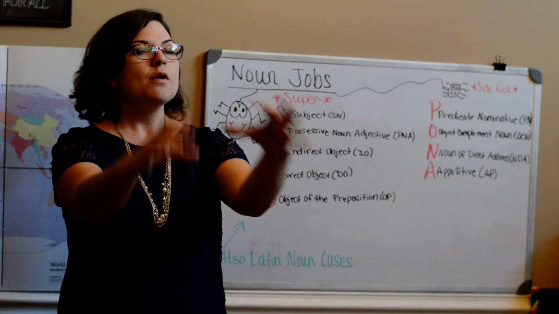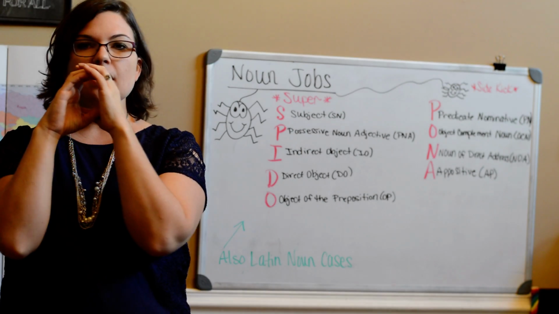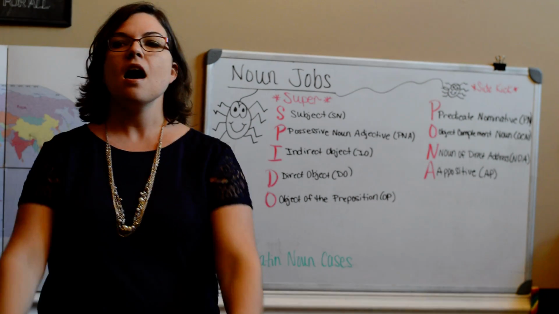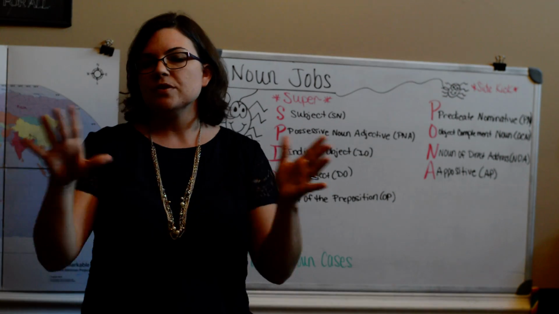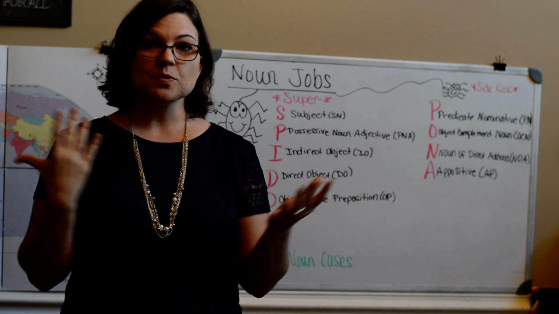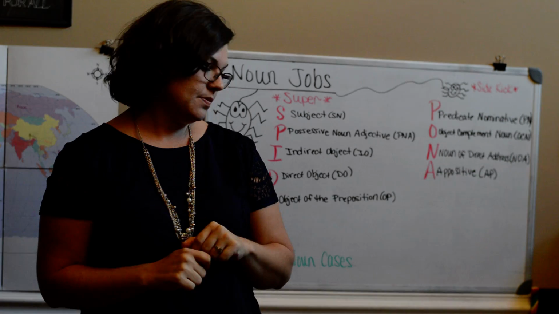Give me a P, predicate nominative. Give me an O, object complement noun. Give me an N, noun of direct address. Give me an A, all positive. Woo, Pona. Okay, and we would do that a couple of times, and then I would tell the kids to practice that at home, and next week we'll cheer together as review, okay?